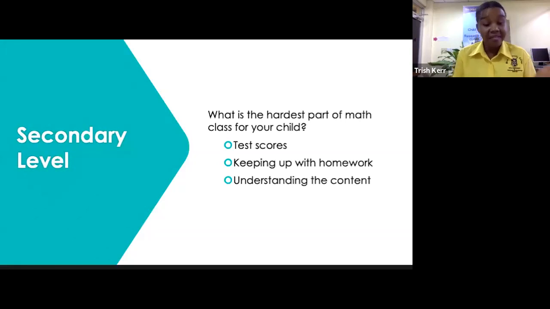If they don't understand, then timing may not be a good strategy because that might frustrate them. If it is that they don't understand the content, then you also need to know what to do. We're going to look at that.